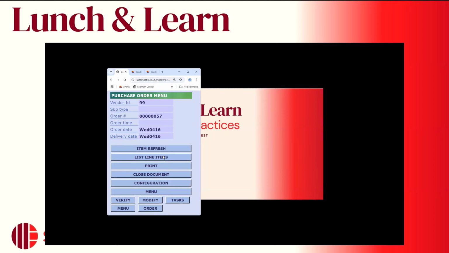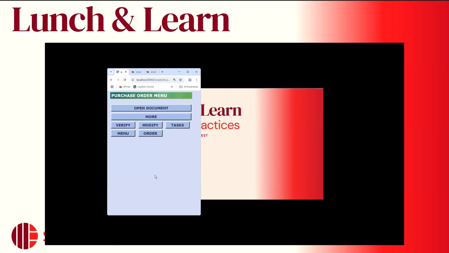You can list the line items, which will show all the line items on the purchase order. You can print the purchase order, and you can close the document. You can also look at those configuration settings right here. So I'm going to go ahead and close the document because I want to move on to the receiving document. Once you close the document, it automatically will bring you back to the purchase order menu. So if you wanted to create another purchase order, maybe for multiple vendors, you can go click on more, click a new purchase order for that vendor, and keep going.